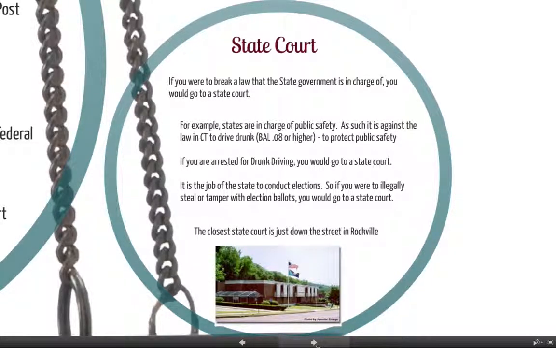The other type of court is called state court. And as you can imagine, you go to state court if you break a state law. So, for example, if you drive drunk, you would go to a state court because it is the state's job to protect public safety. So they make the law about drunk driving. So if you're arrested for drunk driving, you go to a state court.